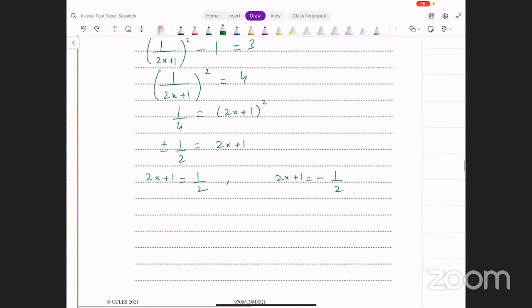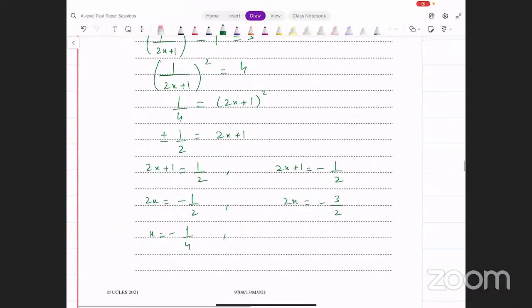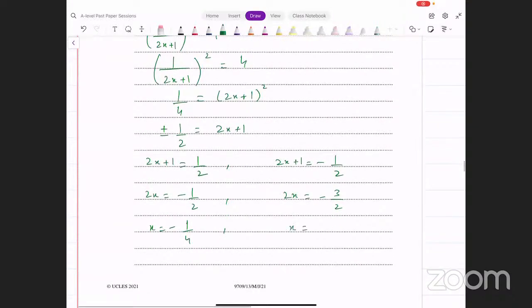From here you will get some values. You get 2x equals minus 1 over 2, and x equals minus 1 over 4. That's one value of x that I'm getting. And from the other one, I get 2x equals minus 3 over 2, and that gives me x equals minus 3 over 4. These are the two solutions that I was supposed to get: x equals minus 1 over 4 and x equals minus 3 over 4.